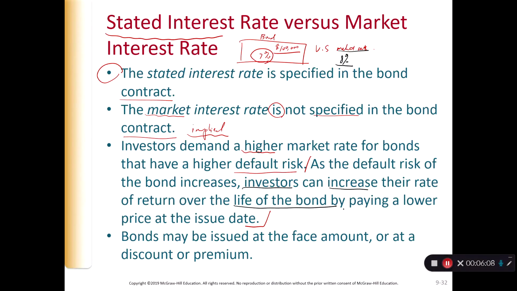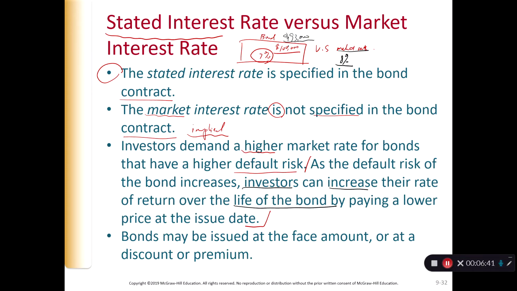In order to do that, you are going to be willing to accept less payment at the issuance date, which we call issuing the bond at a discount, meaning that the buyer is not going to pay you the $100,000 you are asking for. They're only going to pay you $93,000, right? And then you have to pay them 7% on $100,000 for the next 48 months of the next 20 years.